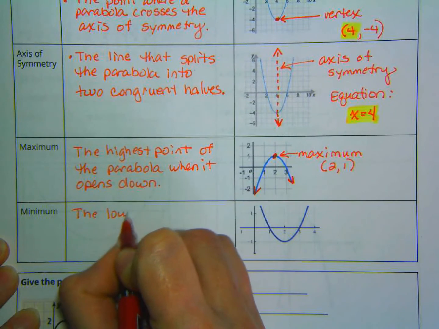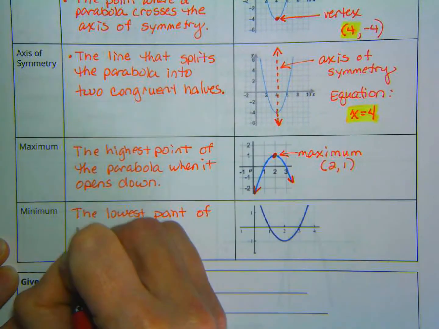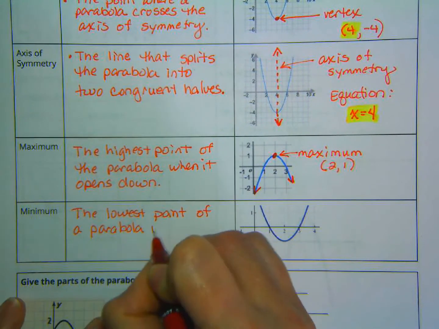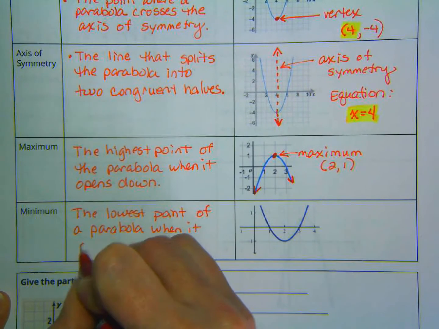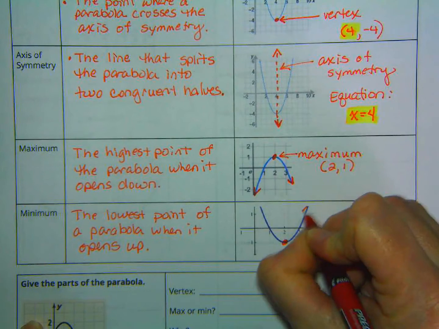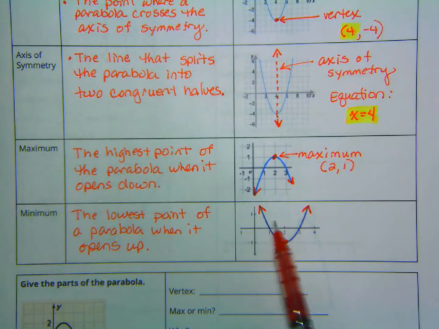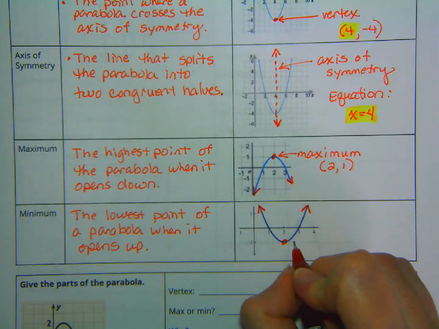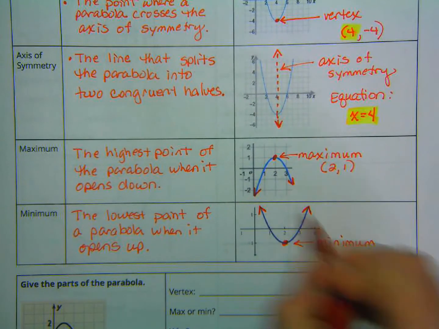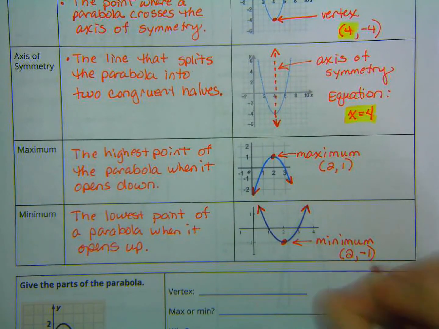It is the lowest point of a parabola when it opens up. So this right here is the lowest point. There are arrows here, even though they're not on the picture initially, so it's going to go up forever. So this right here is a minimum. It's the bottom point. There is no maximum point for this picture. And that would be the coordinates (2, -1).